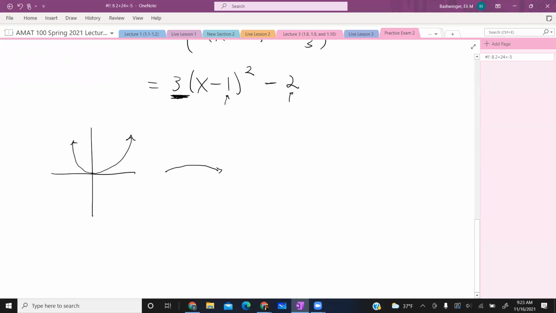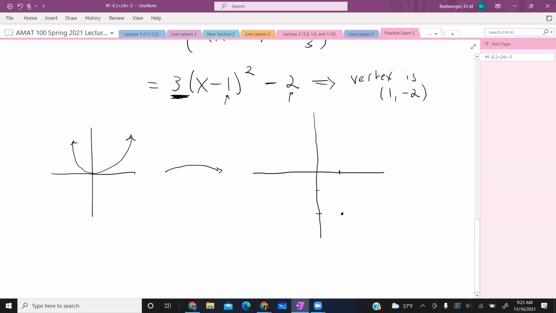And then the fact that you have negative 2 on the outside corresponds to a vertical shift, and negative 2 means you shift down 2 units. So a rough sketch of this would be something like you go over 1 unit, and then you go down 2 units, 1, 2. First of all, this right here means the vertex is (1, -2). So that's the point kind of where it opens.